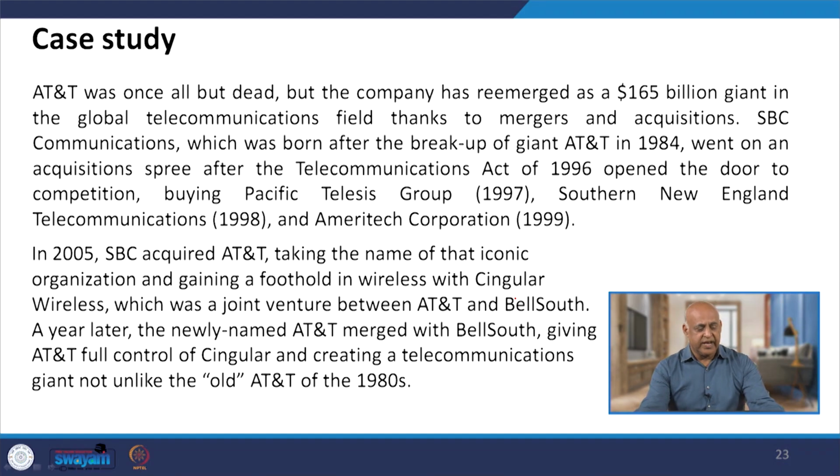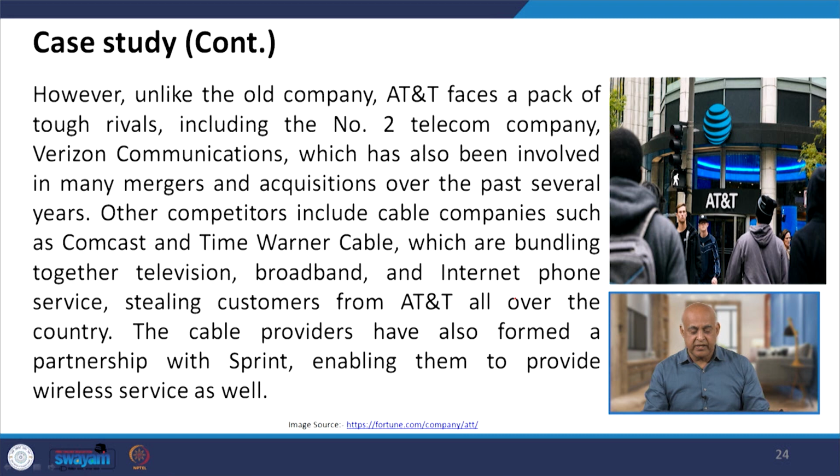This is the case study about AT&T, and it talks about that iconic organization getting into wireless with Singular Wireless. You must be knowing about this organization and what it faces through rivals, including the number 2 telecom company, Verizon Communications, which has also been involved in many mergers and acquisitions over the past several years. Other competitors include the cable companies such as Comcast and Time Warner Cable, which are bundling together television, broadband and internet phone services. This is stealing customers from AT&T all over the country. The cable providers have also found a partnership with Sprint, enabling them to provide the wireless service as well.